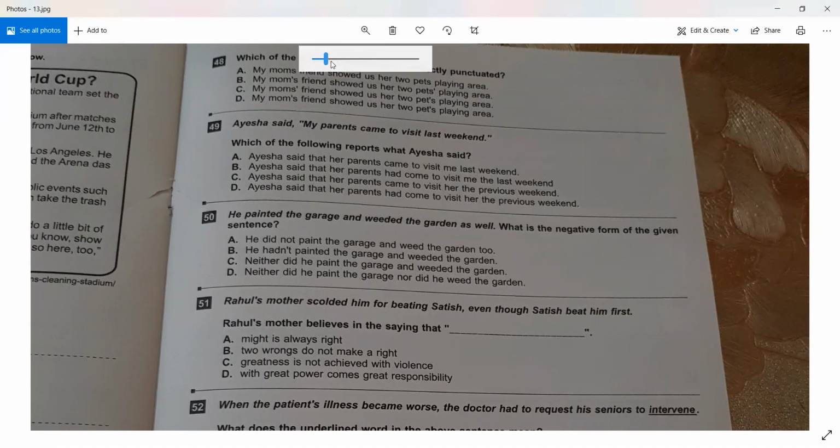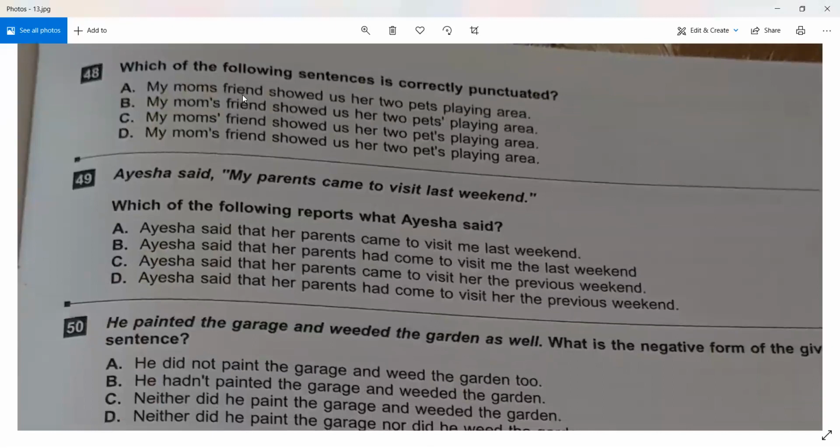This is a punctuation-based question. I'm enlarging it. Correctly punctuated. Capital letter, M-O-M, apostrophe missing. I do not see this anymore. Apostrophe is there, apostrophe is after moms. That means many mothers. You cannot have many mothers, so this is also eliminated. So you're left with two options, B and D.